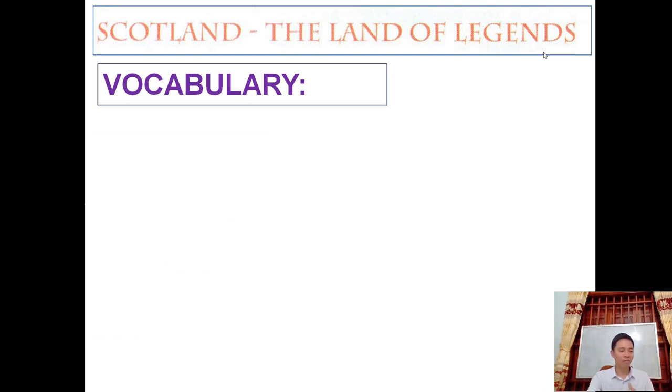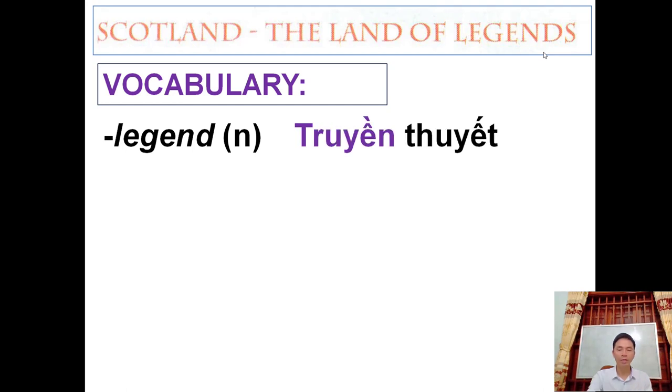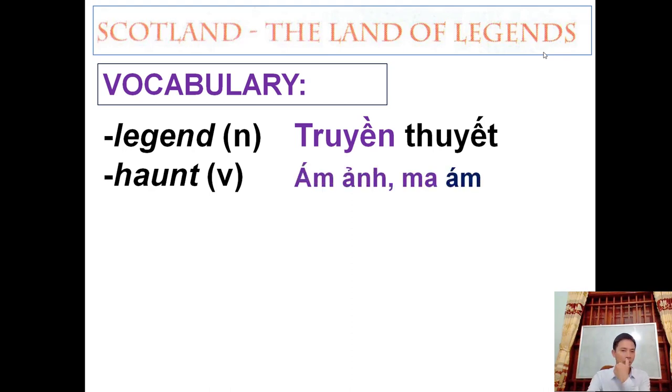But before the lesson, before reading the passage, I'll give you some vocabulary. Now the third one, read after me. Legend. Legend. It means truyền thuyết. Okay. Legend. Now next one. Haunt. Haunt. Ám ảnh, ma ám. For example, these castles are haunted by ghosts. Những cái lâu đài này bị ám ảnh, bị ám bởi những con ma.